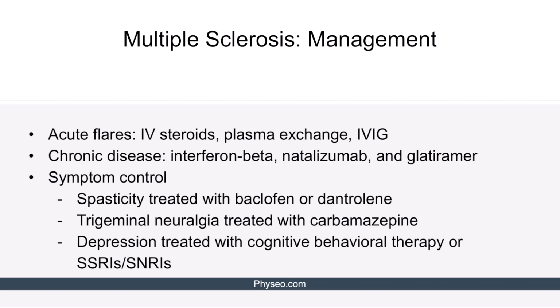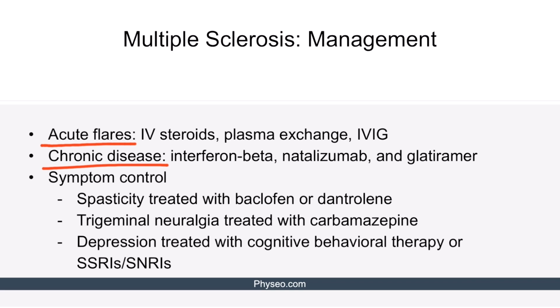Now let's talk management. Management of multiple sclerosis is generally broken down into three main components. Acute flares are managed with high-dose IV steroids as a first-line option, followed by plasma exchange or IVIG as second-line options. Chronically, multiple sclerosis can be managed with many disease-modifying drugs. The three drugs that are particularly high yield for the boards are interferon beta, natalizumab, and glatiramer.